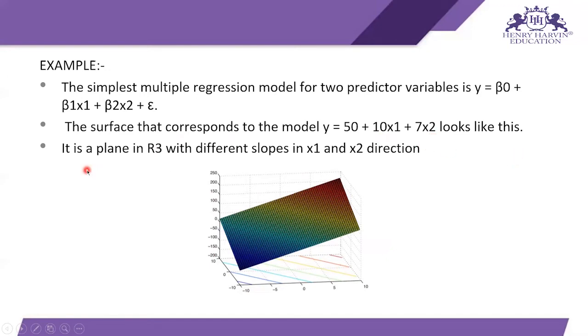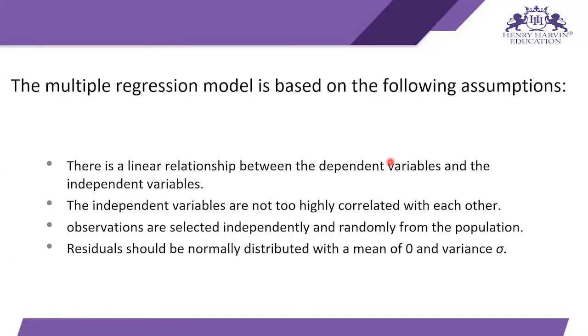It is the plane in R3 with different slopes in the x1 and x2 directions. So this is a simple example of multivariate multiple linear regression. Next, the multiple linear regression model is based on the following assumptions.